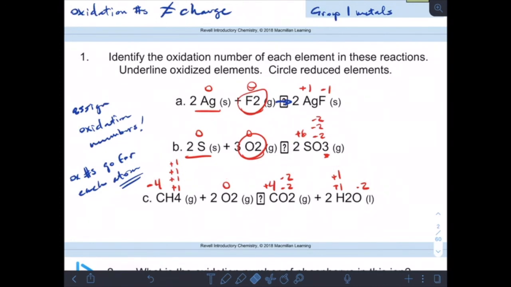All right, so we're going to circle the reduced elements. That would be the oxygen. We're going to underline the oxidized elements, and that's the carbon.